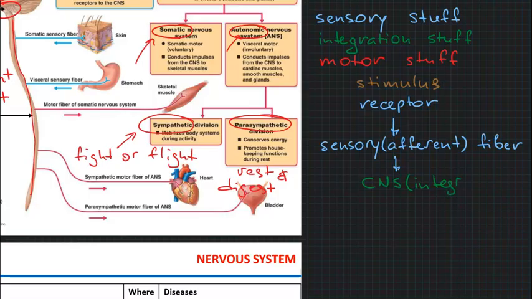This is where integration happens. Now listen. Can it be brain? Is brain a part of CNS? Yeah.